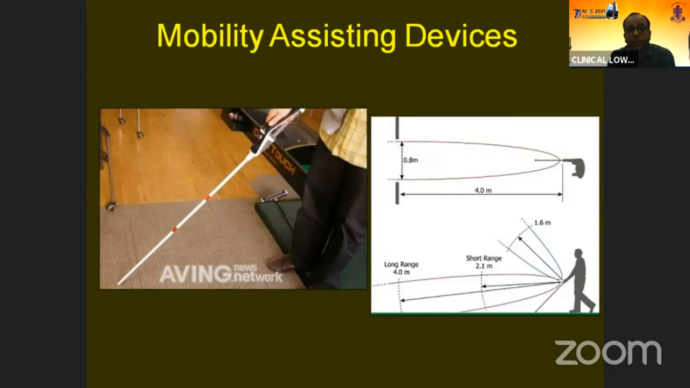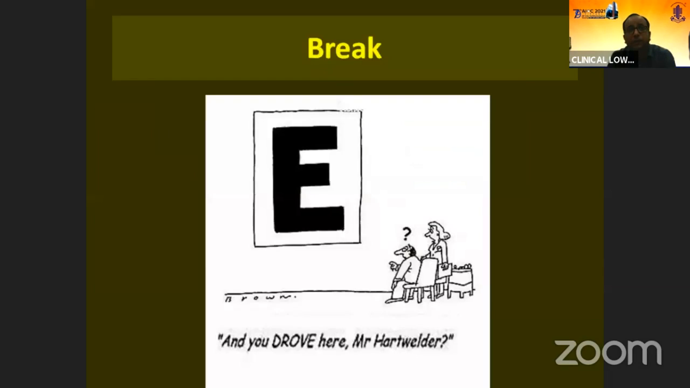Since mobility is a very big problem for patients with low vision, we have ultrasonic canes which offer a range of 4 meters in front of the patient, and this system causes the cane to vibrate whenever there is an obstacle in front of the patient. So they offer some mobility to the patient.